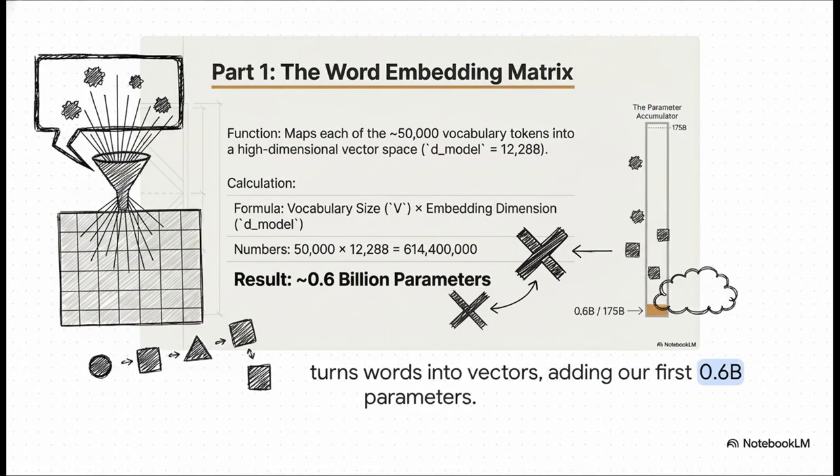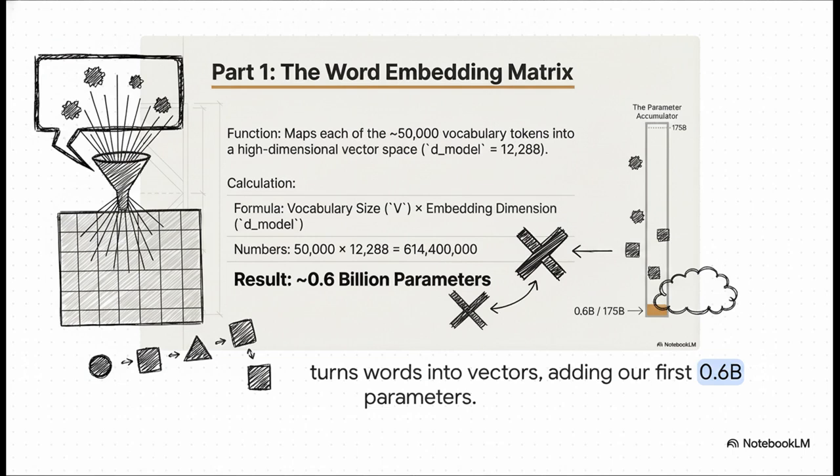All right, first piece of the puzzle. A model like this can't actually understand words like cat or dog. So the first thing it has to do is turn them into numbers, into vectors. That's the embedding layer's job. The math is pretty straightforward. You take its vocabulary size, about 50,000 words, and multiply it by that embedding dimension. And bam, that gives us our first chunk, 614 million parameters.